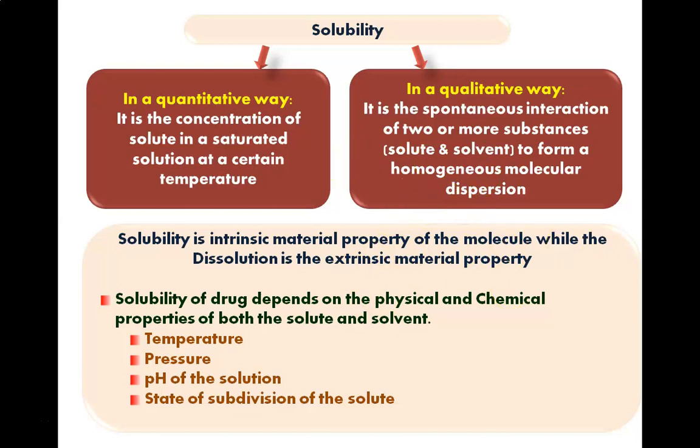If boric acid dissolves 2 mg per 100 ml, I am not able to change the solubility of boric acid, 2 mg per 100 ml at room temperature. But I can modify the dissolution of boric acid by incorporating it into certain components, by combining boric acid with a certain powder. So we can modify the dissolution of boric acid, but we cannot change the solubility. That is because solubility is an intrinsic material property, while dissolution is an extrinsic material property.